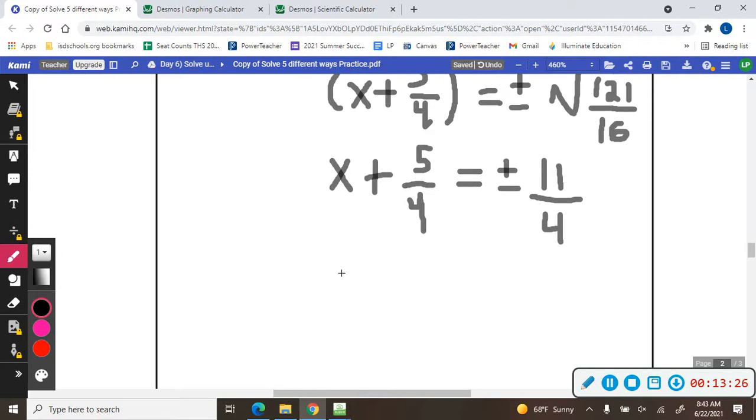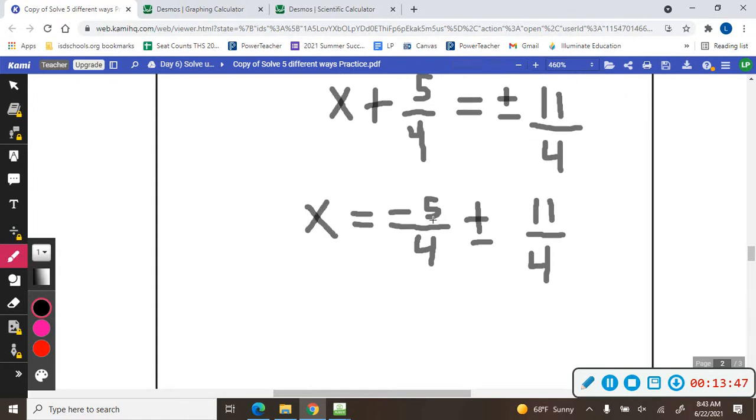Subtract 5/4 from both sides, and I get x equals negative 5/4 plus or minus 11 over 4.